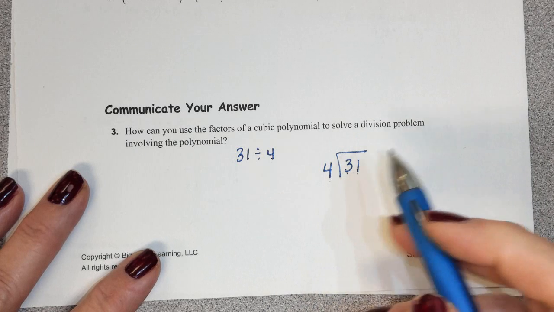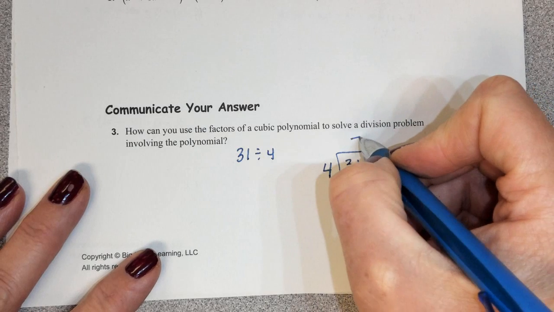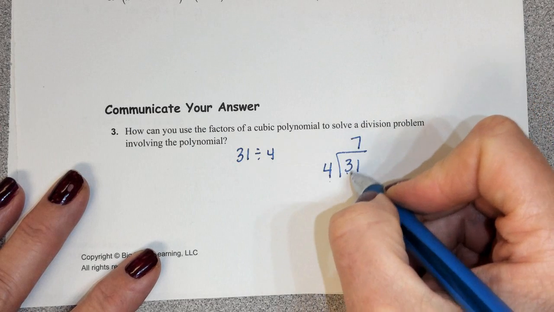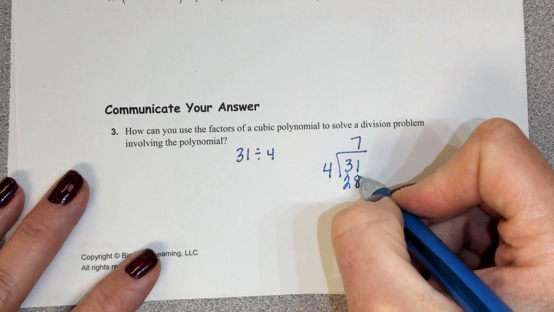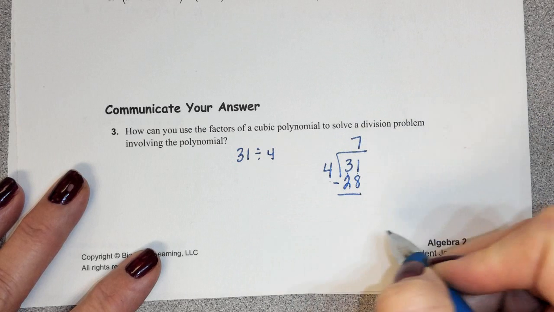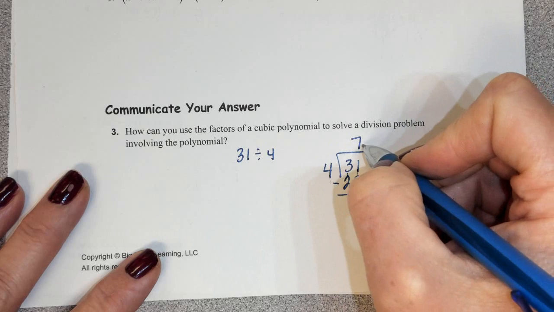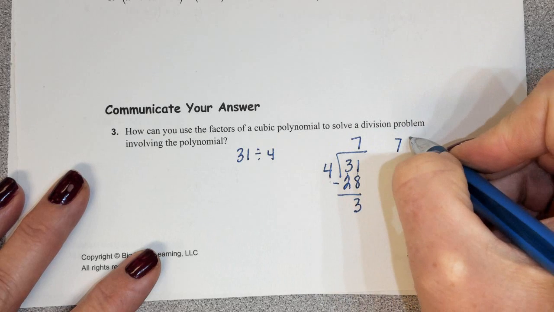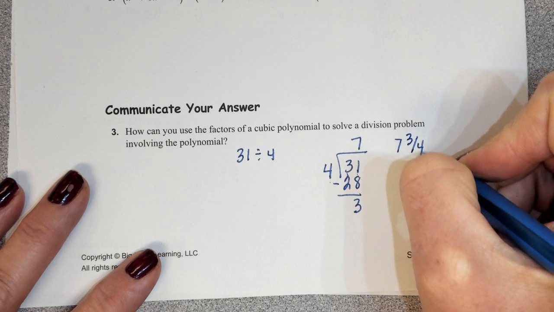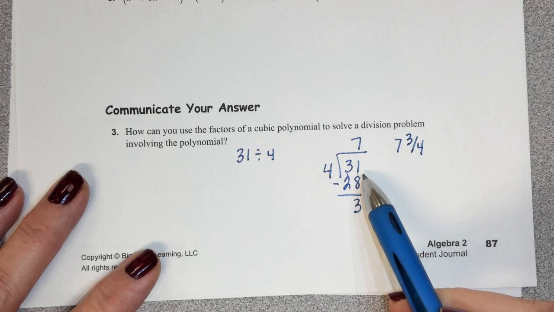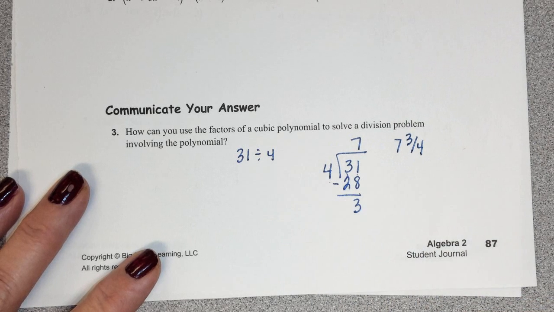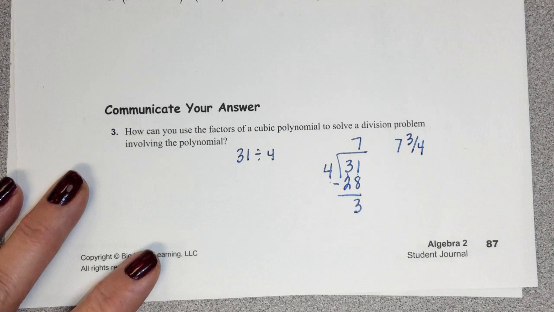What's that going to be? 7, and so then we would multiply. 7 times 4 is 28. And then what do we do next? Subtract. And so the way I would write this answer would be 7 3/4. I know a lot of you were taught to put the decimals after it, but we're not going to do that. We just want to have it written as a fraction remainder.